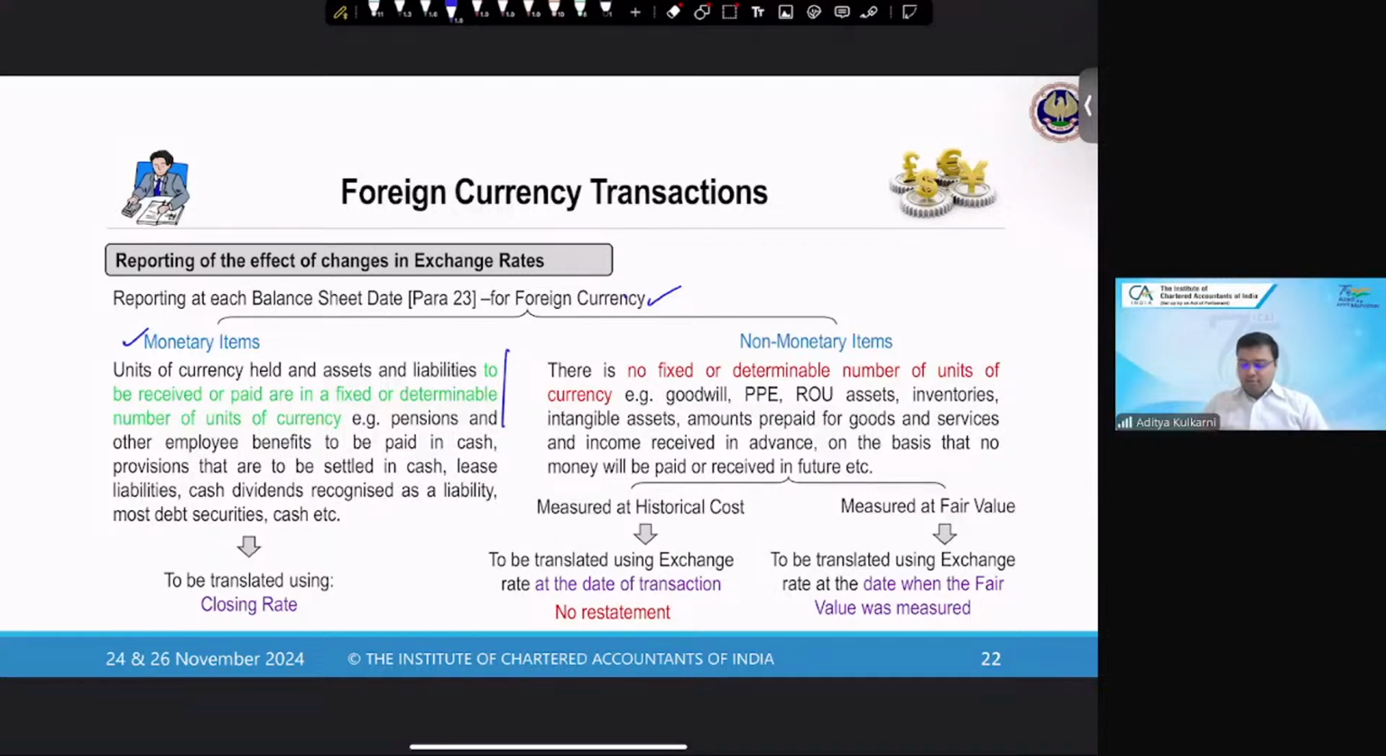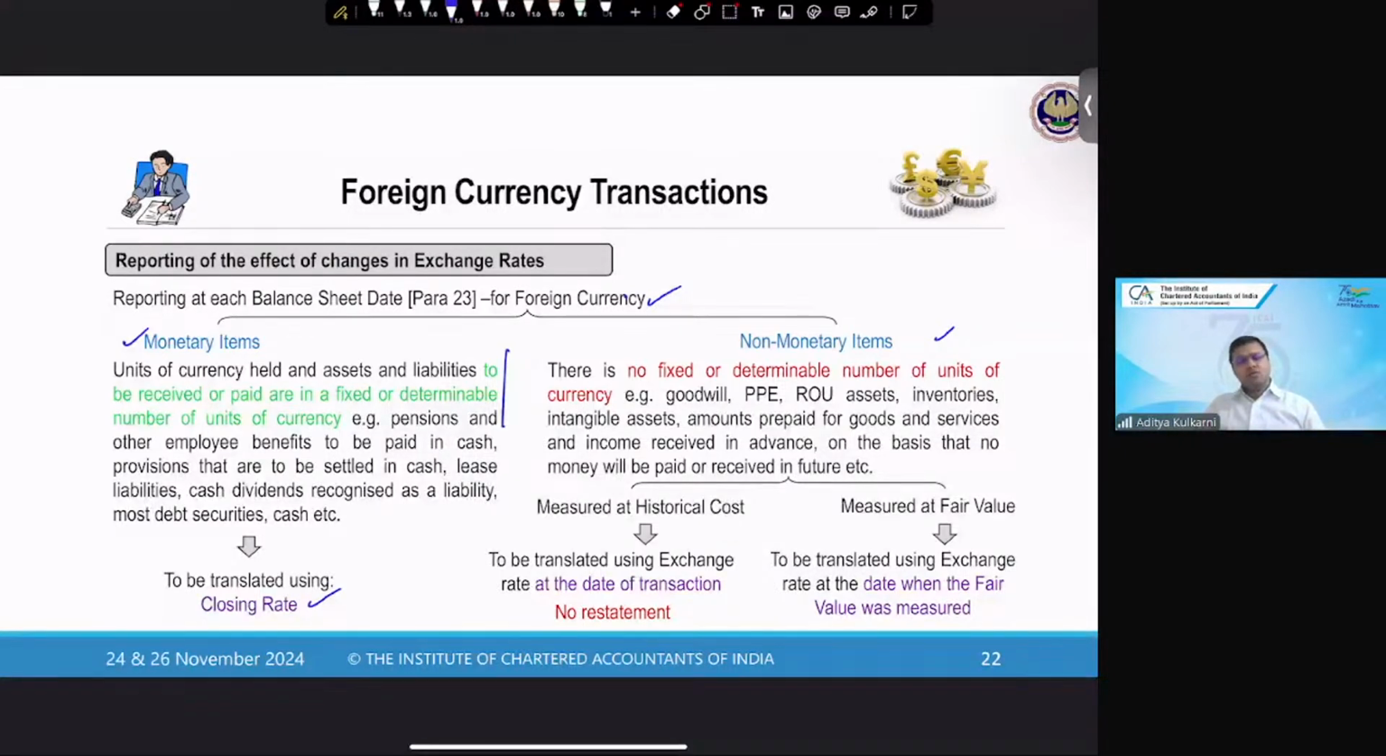Items which can be converted or which are received or paid in a fixed or determinable number of units of currency. Receivables, payables, lease liabilities, cash dividends, debt securities, cash: all these get converted into known amounts of cash. And so these items will be translated using the closing rate. Is it okay? Yes.